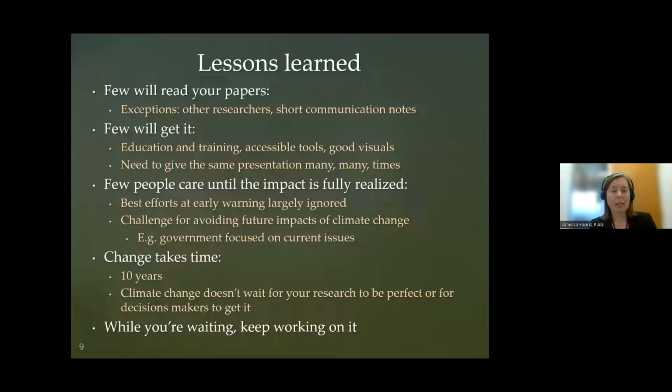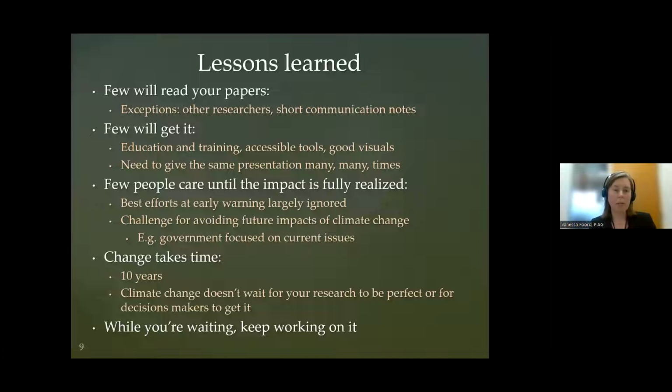Also, few will get it. So this requires additional education and training, making accessible tools and having good visuals. And you may need to give the same presentation many times over before people get it. Unfortunately, few people care until the impact is fully realized. So as mentioned, when the bulk of this work was done about 10 years ago, we hadn't seen the impacts of drought mortality to our forests that we're seeing today.